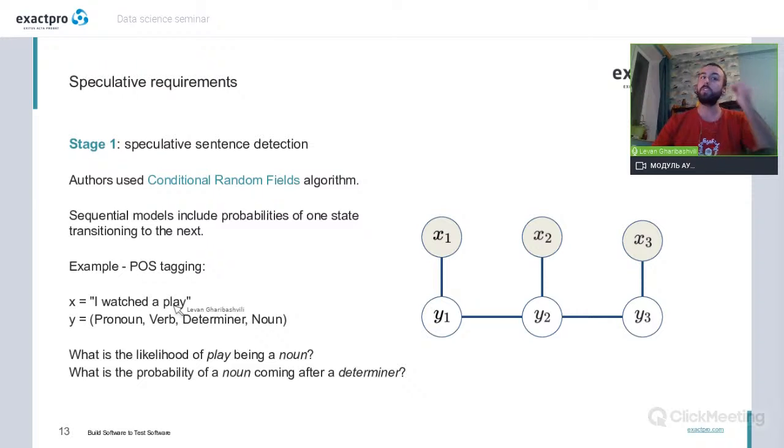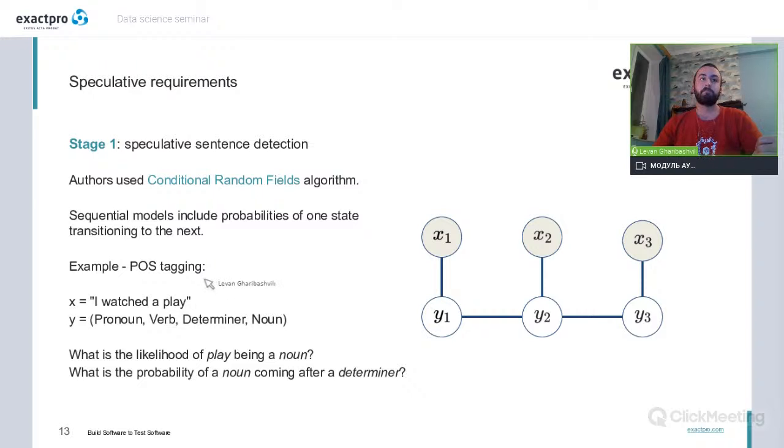If we try to follow the thinking process of this algorithm, it would first think that "play" is likely a verb. However, here we have a determiner before it, and it is highly unlikely that a verb follows a determiner. So it should be a noun. So it would correctly identify this sentence.